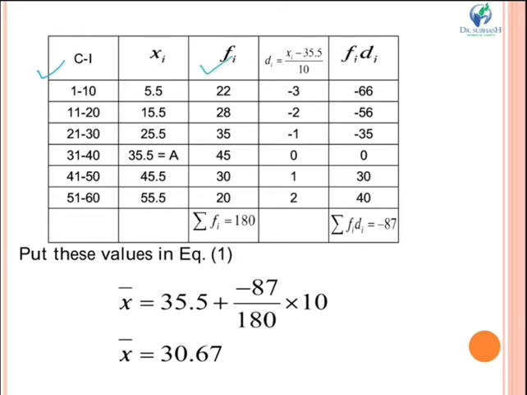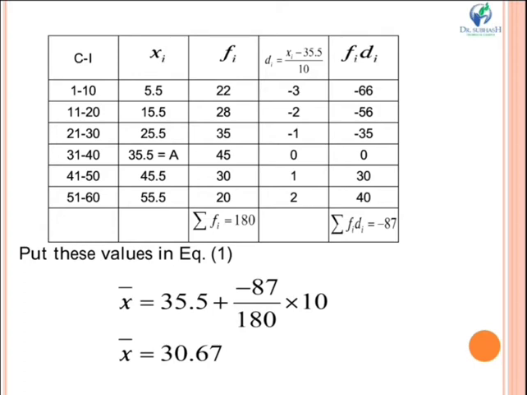First we need to find xi. We will find xi here as the average of class intervals. Our first class interval is 1 to 10. So I will add 1 plus 10, that is 11. I am taking the average of it, so 11 by 2, that is 5.5. Similarly, the next class interval is 11 to 20. So 11 plus 20 divided by 2, that is 31 by 2, which is 15.5. Similarly, we will find all the values of xi. Now we need the value of a, that is the assumed mean here.